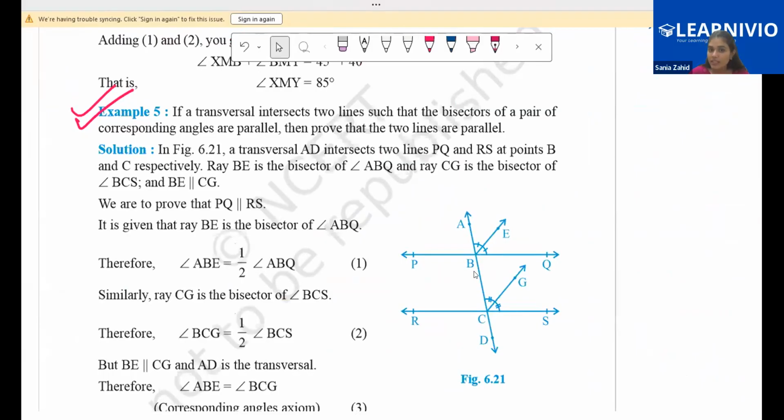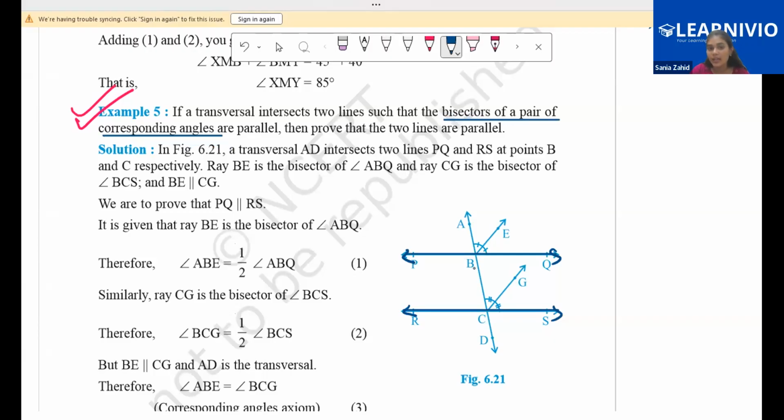So first of all, what are they saying? There are two lines. What are they? PQ and RS. So PQ is one line and RS is another line. Right? PQ is one line, RS is another line. And then it is written bisectors of a pair of corresponding angles.